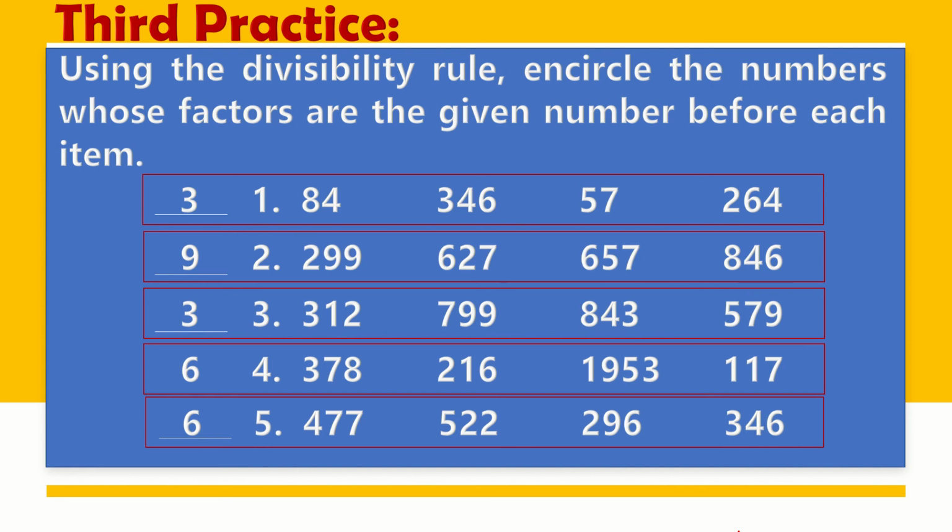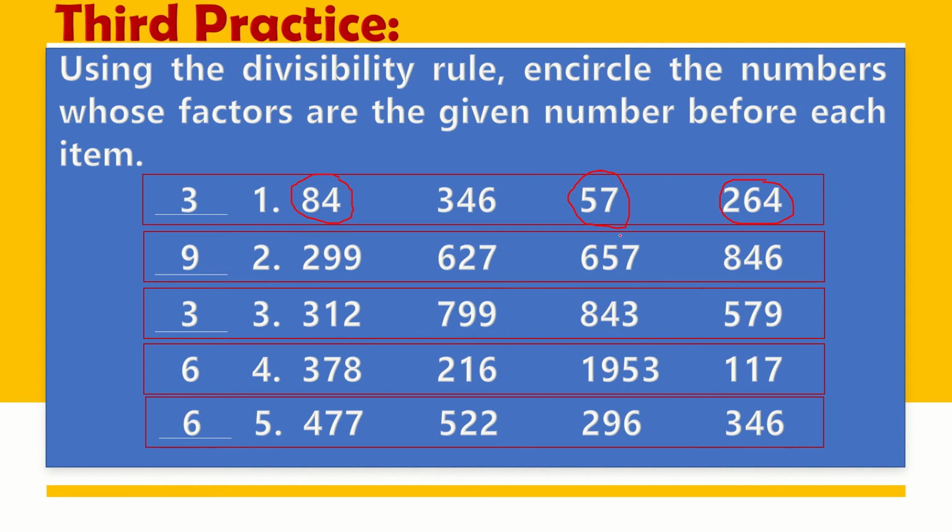Okay, are we done? For number 1, we have 84. Correct. 346 is not, but then 57 is, and 264. It is a factor of 3. How about 9?